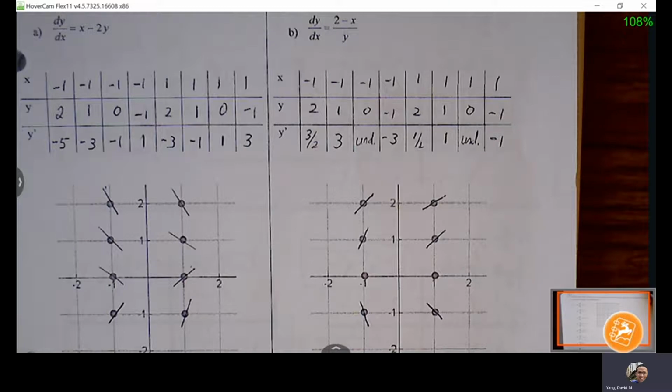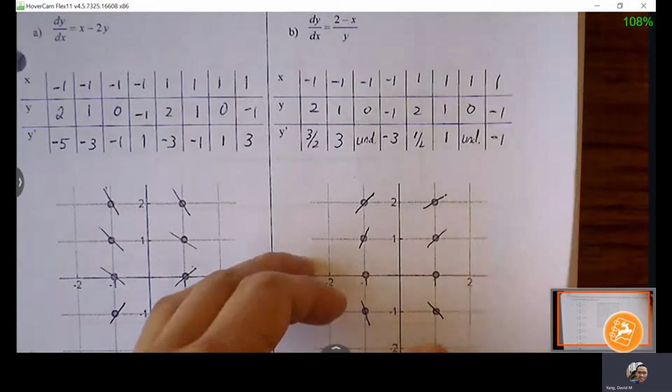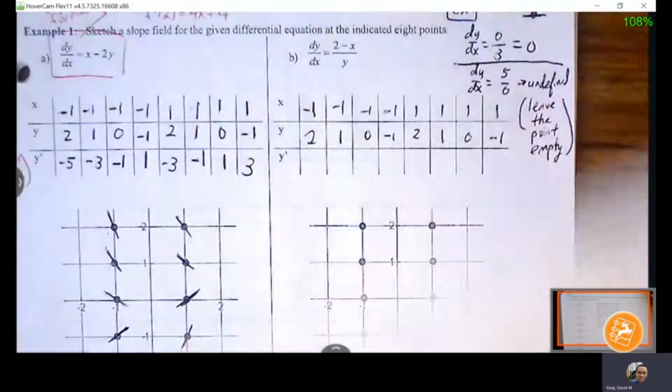But that goes to the second purpose for today: if you're given a fully filled out slope field, can you match that slope field with the appropriate differential equation? That's what we're going to try to accomplish on the second page. Okay, any questions so far? Okay, let's go to the next page. This is page 8.